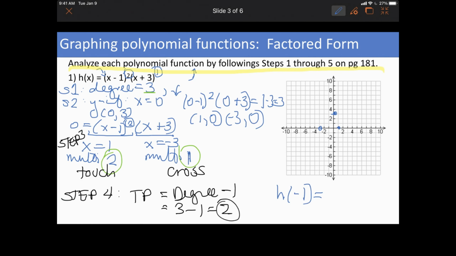So I'm going to take a moment and say, hold on. Actually, I'll just do it on a piece of paper. Negative 1 minus 1 squared and negative 1 plus 3. Now, do you have to do this? Generally, the answer is no. Now, if I have a test, I want to make sure of things, I would say yes. And it is 8. Okay, h of negative 1 is 8.